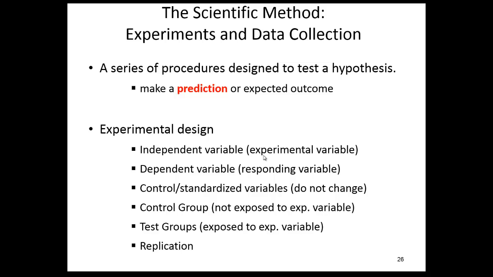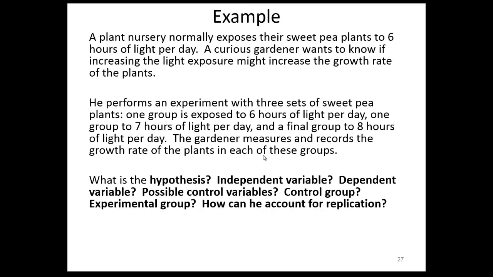So an example is we have a nursery that has pea plants that are exposed to 6 hours of light, and someone wants to know if I can increase the light, will it increase the growth rate? So they set up an experiment. One group is exposed to 6 hours of light per day, one to 7, and another to 8. So he measures and records the growth rate of the plants in each of those groups. So the hypothesis would be, if we increase the light exposure, the growth rate of plants will also increase. That would be a good hypothesis.